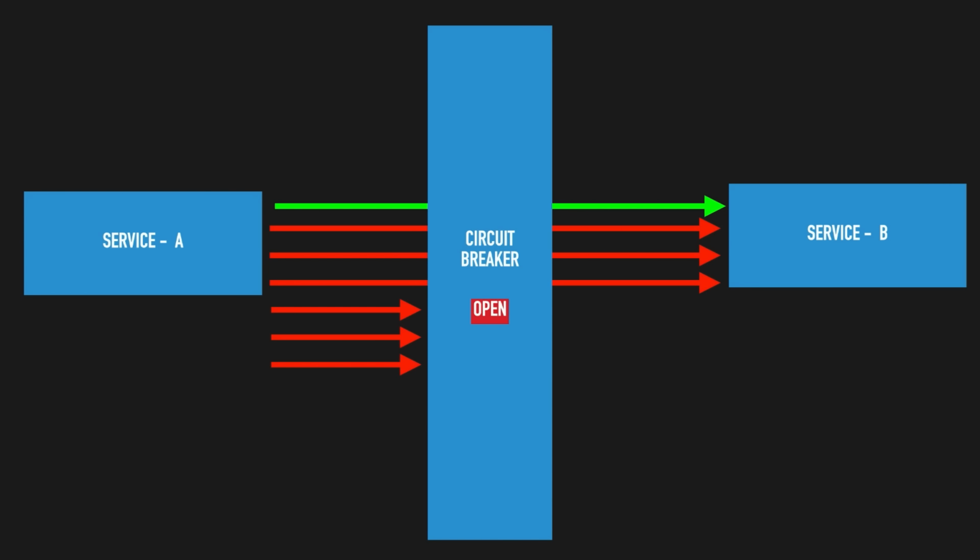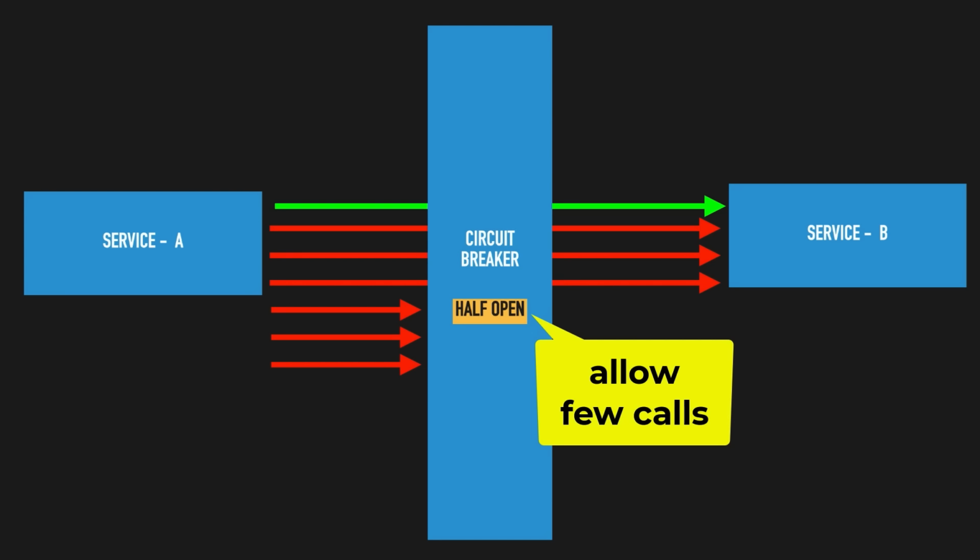So let's say right now the circuit breaker is in the open state, so no calls are passing from service A to service B. After 10 seconds, the circuit breaker goes into a state called half open. As the name says, it is half open, so the circuit is not completely open. It is not going to stop all the calls from service A to service B. Rather, it is going to pass some calls.